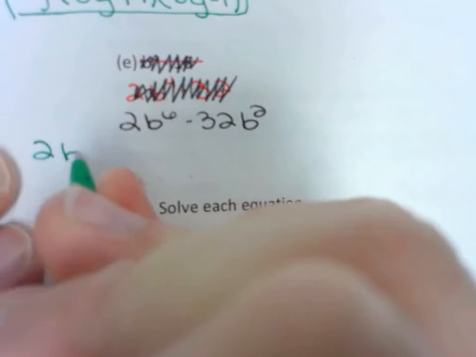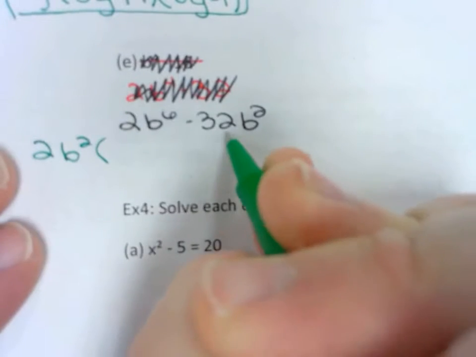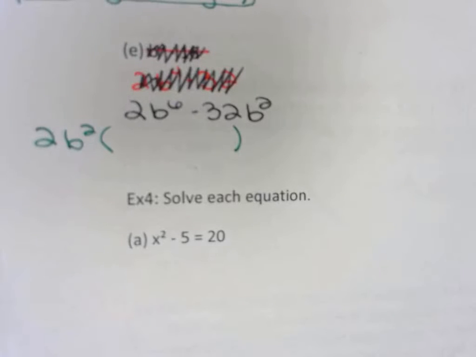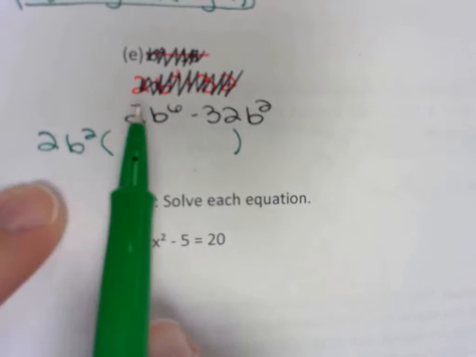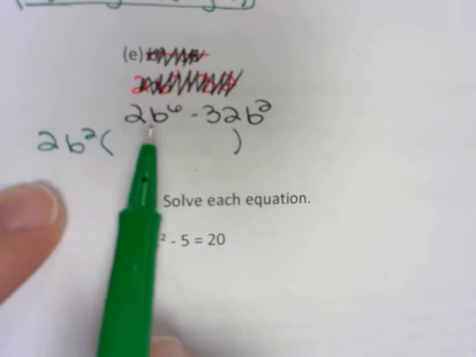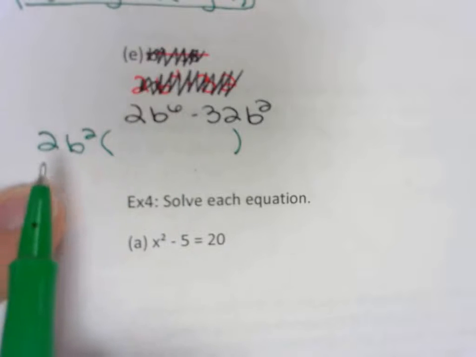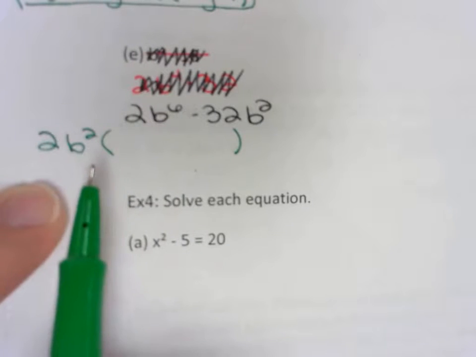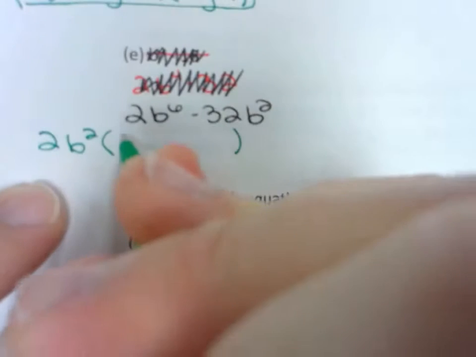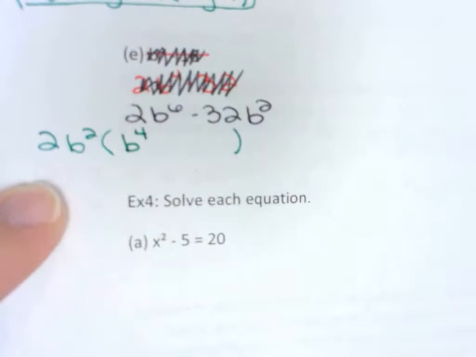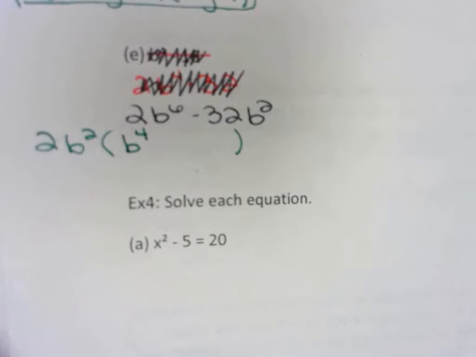2b to the 2nd. So I look for my GCF, and it is 2, because the biggest number that goes into 2 and 32 is 2. And then they both share b, you pick the lowest exponent, so that's b to the 2nd. So now I go through and I want to see what's left. If I started with 2b to the 6th and I took out 2b squared, I'm going to have what left? b to the 4th. Good. So I'm going to have b to the 4th.